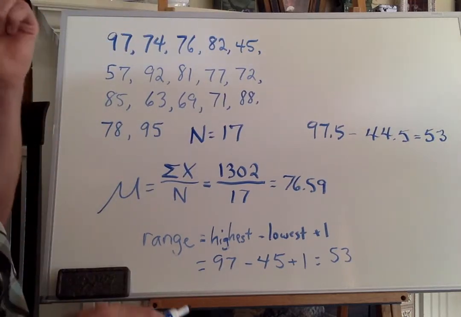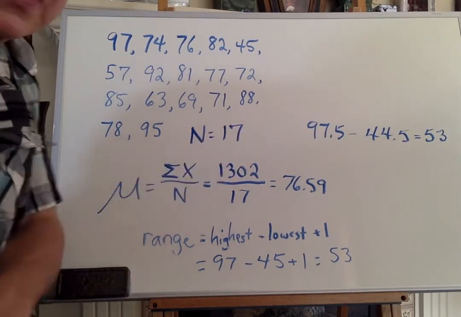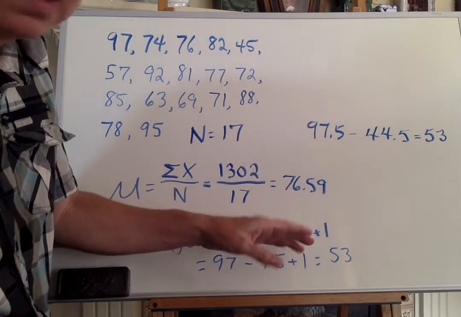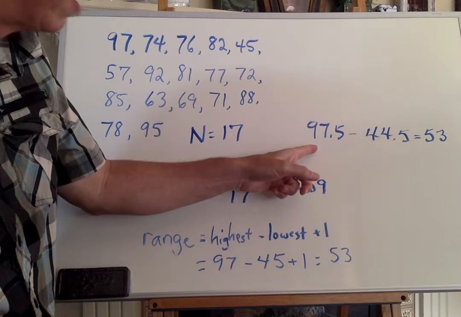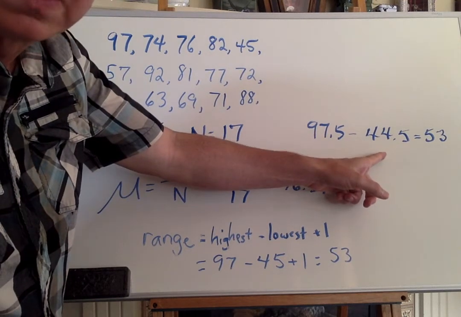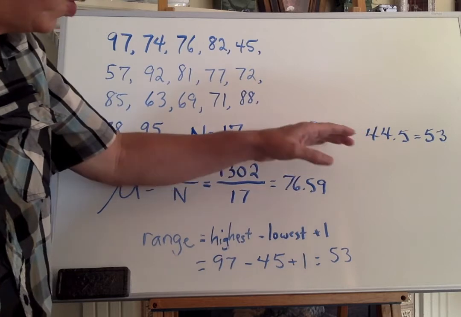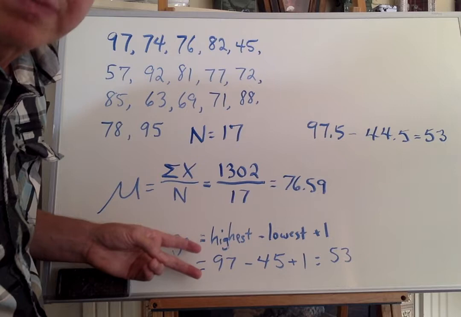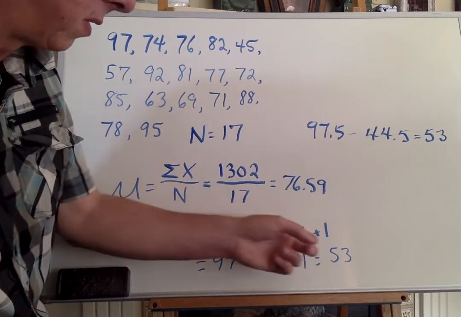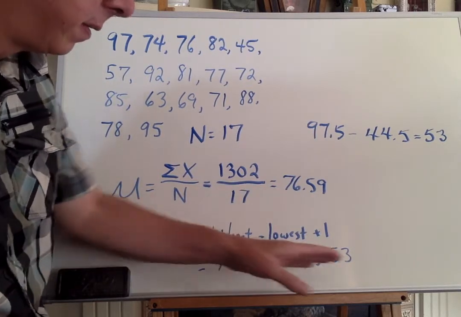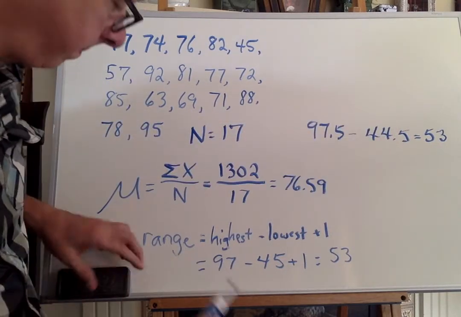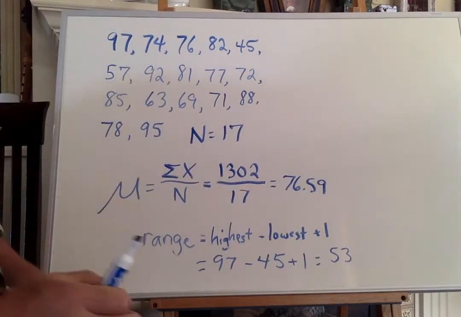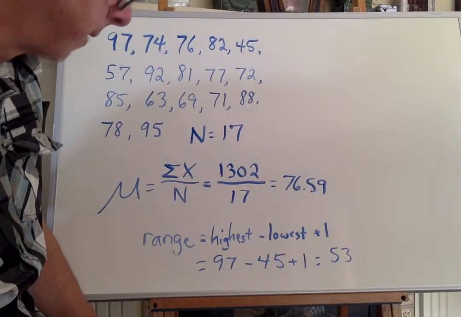And that gives us our 53. It doesn't involve the plus 1 because we're using upper real limit for the highest number, lower real limit for the lowest number. You can use either of these formulas. I think this is the easier one to remember, but this is sort of weird that you just add 1 on. It gives you the same answer. So that's just an explanation of why we're adding 1.